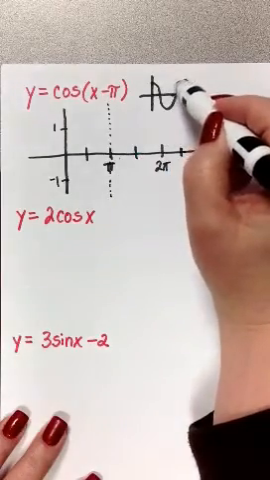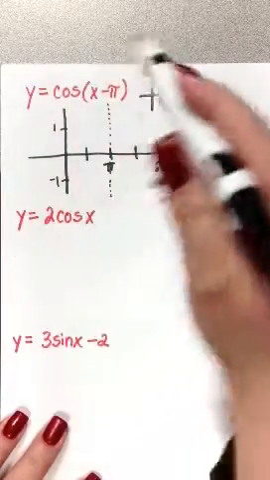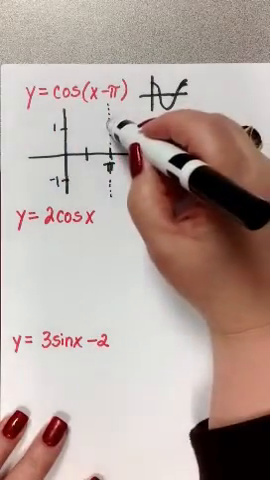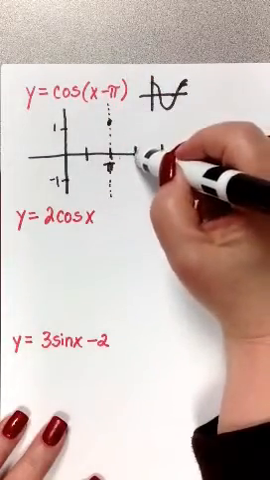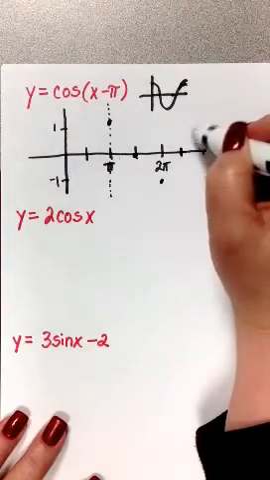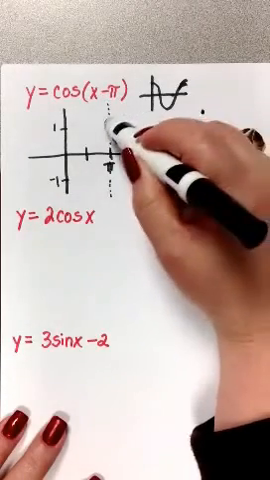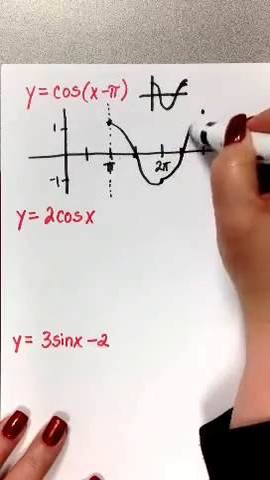My graph is really going to look much like this, except I'm taking my y-axis and shifting it over. So I will start at the maximum point, now that I shifted it over, and then I cut the axis, I reach the minimum, and then I cut the axis, and then I reach the maximum again. So the graph would look similar to this.